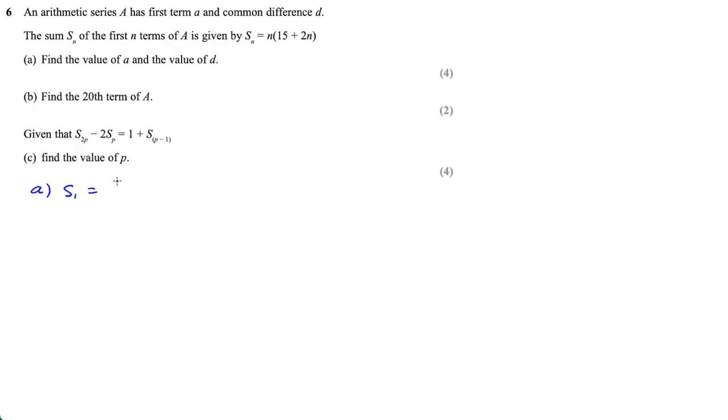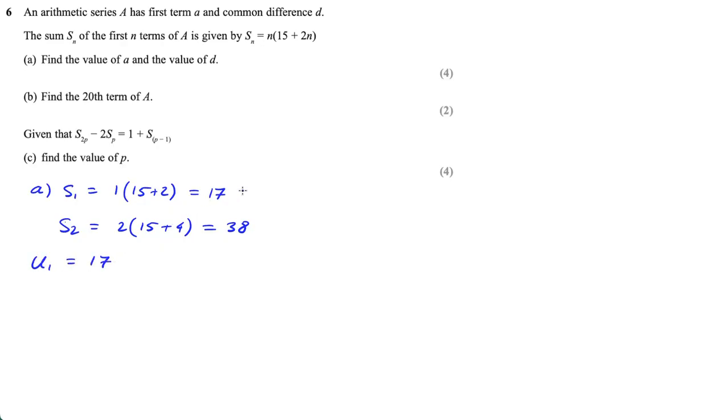Okay, I can find the first term. The first term is just S1. The sum of 1 term is obviously the first term. So that's just 1 times 15 plus 2, which is 17. The value of d is then S2 minus S1. So, no, actually, sorry, that's not even true. The value of d, be careful, you have to get it from U2 minus U1. So first let's get S2. So S2 is equal to 2 times 15 plus 4, which is 38.